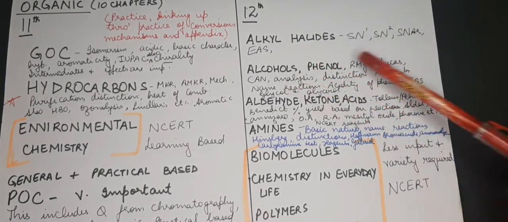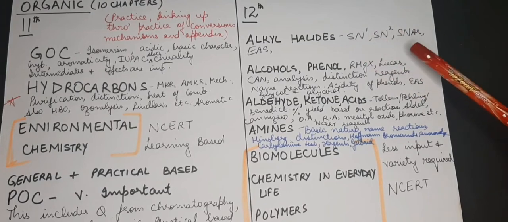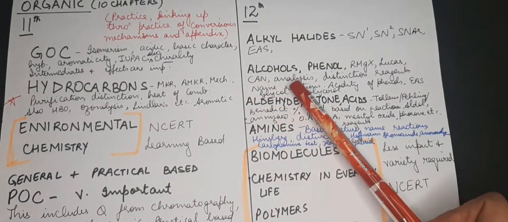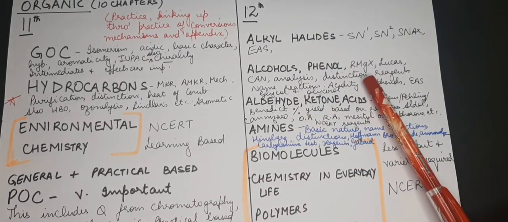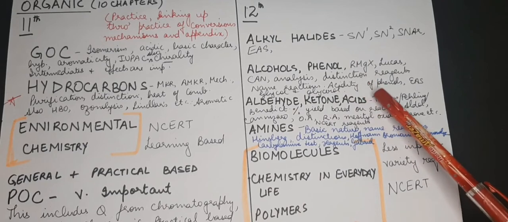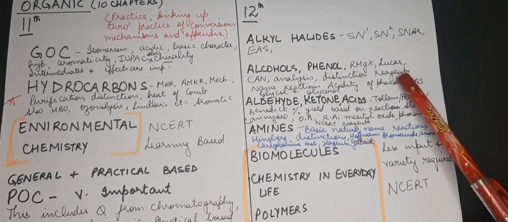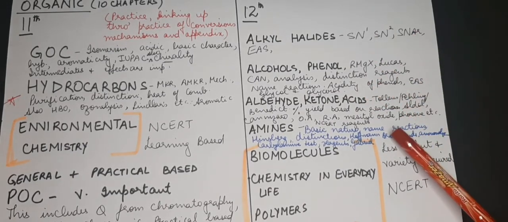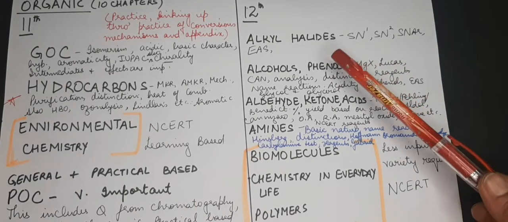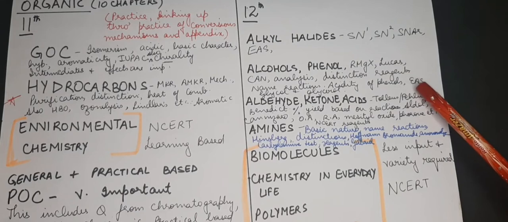So these topics, alcohols, phenols: you have Grignard reagent, Lucas, CAN, ceric ammonium nitrate, questions related to analysis and distinction, reagents, then all the name reactions, acidity of phenols. EAS is an important topic under all these functional groups. Electrophilic aromatic substitution, what kind of influence each group is going to have on these reactions.